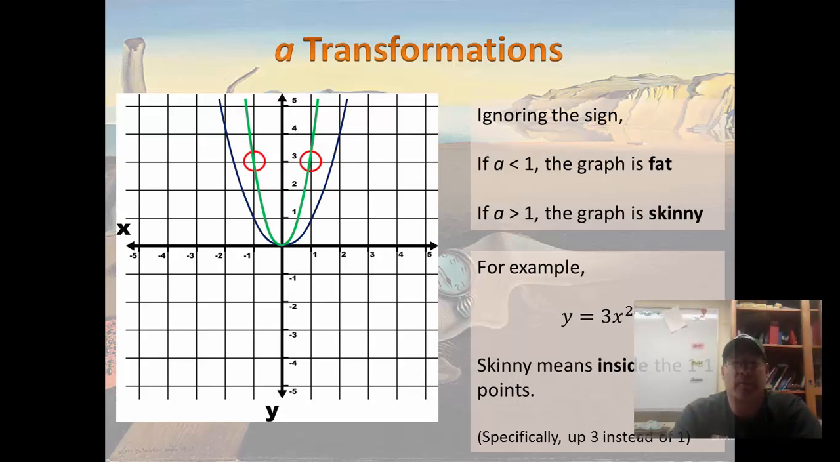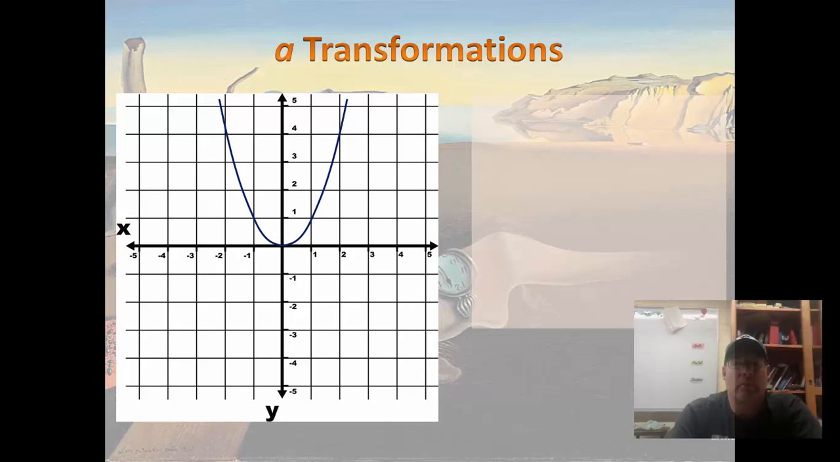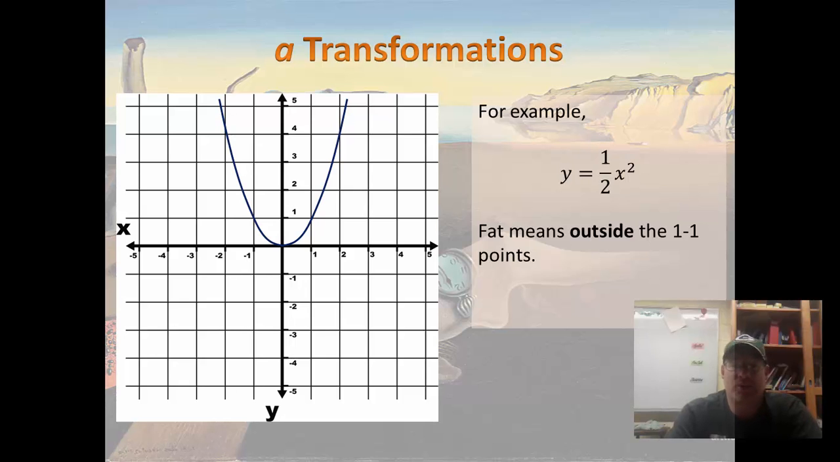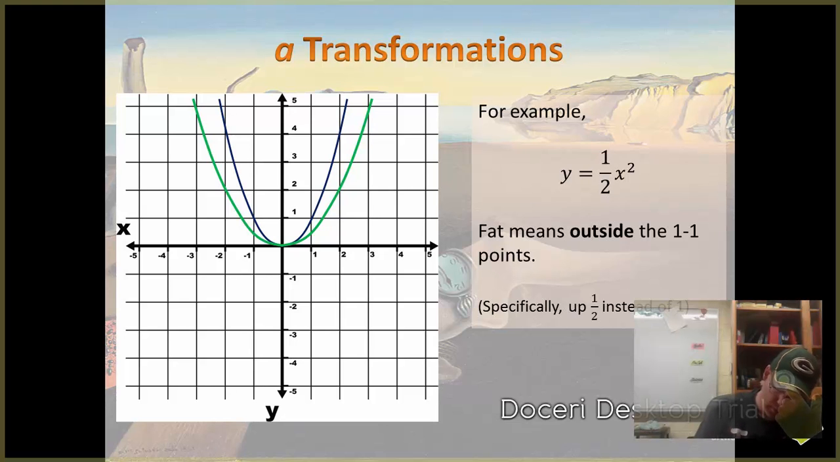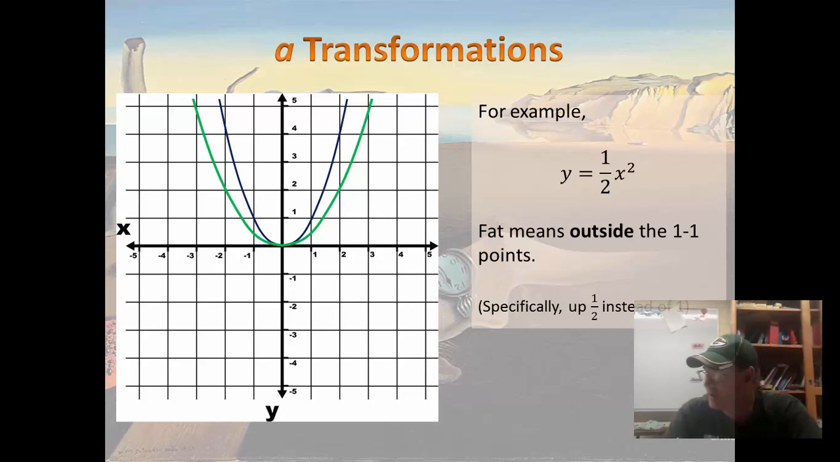Alright, let's try another example. y equals 1/2 x squared. 1/2 is less than 1, so this graph would have to be fat. Fat means that it's outside the 1, 1 point, specifically up 1/2 instead of 1. If you notice, instead of going through the 1, 1 point there, it only went up half. And that's how you become a little more specific when it comes to the skinny or the fat graphs.